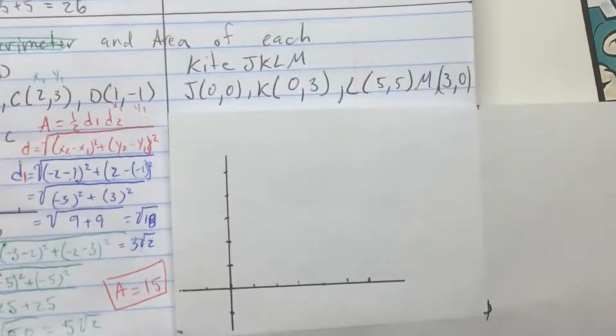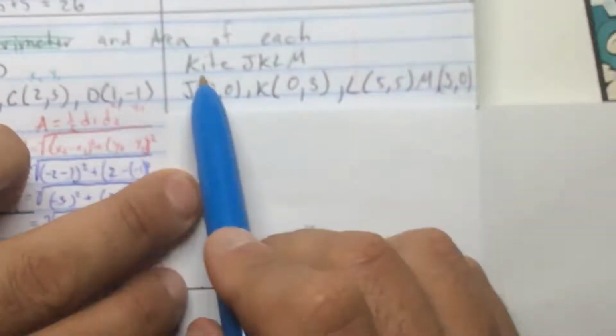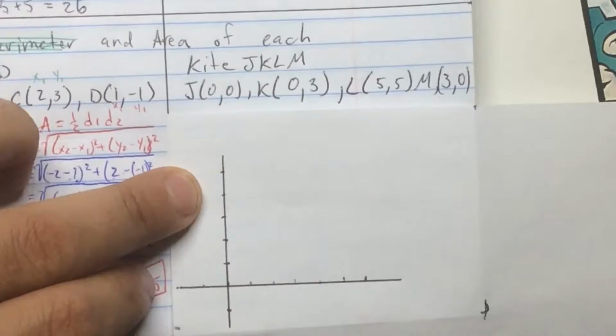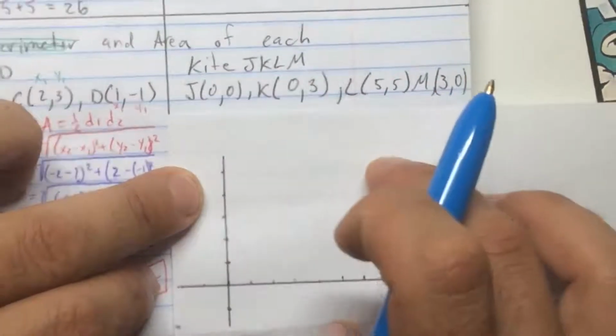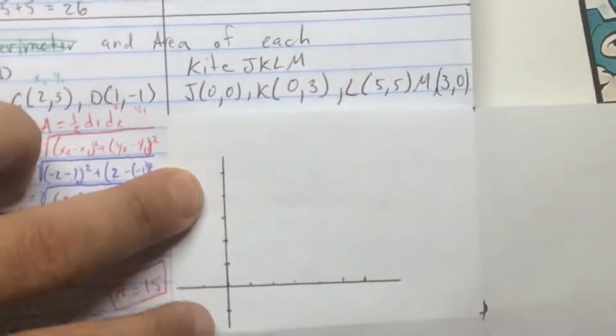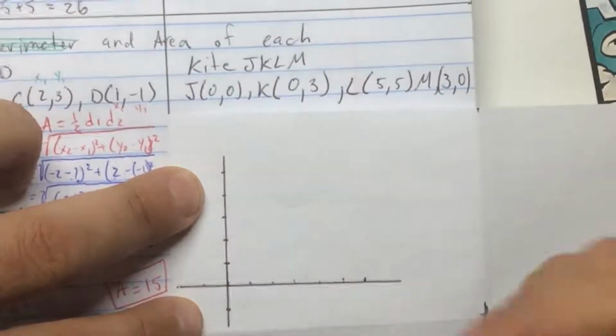This is part 4 of foldable number 2. For this one, we're going to be graphing this kite JKLM. We're going to start by graphing our points. Sorry, I drew the graph a little wrong. I drew it too high and wasn't able to get this top point in, so I just filled this in for you guys so you can have it. But we're going to start with our points.